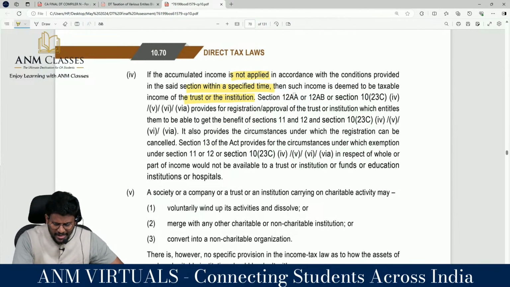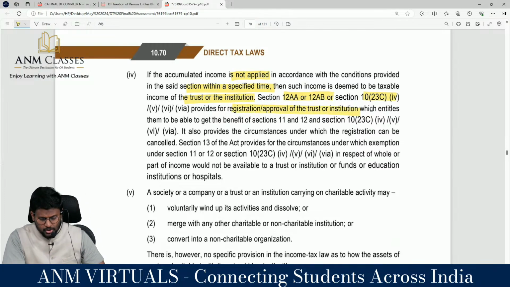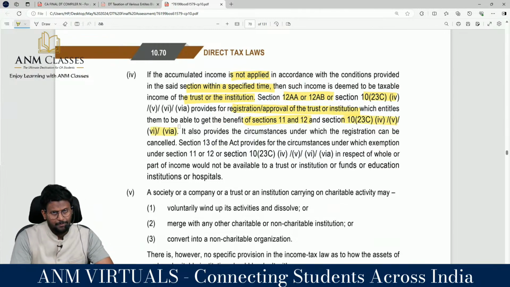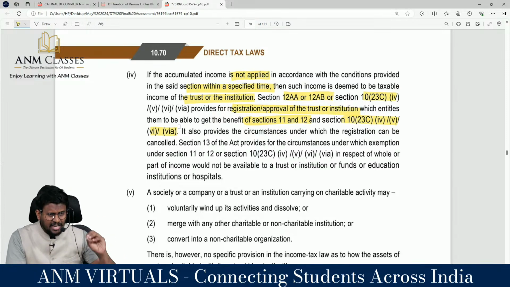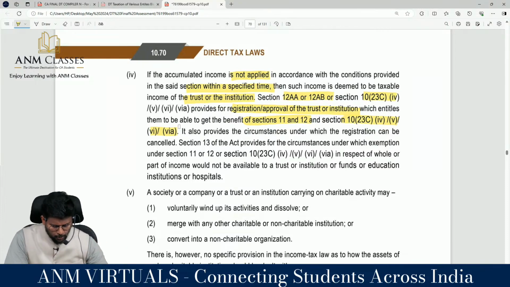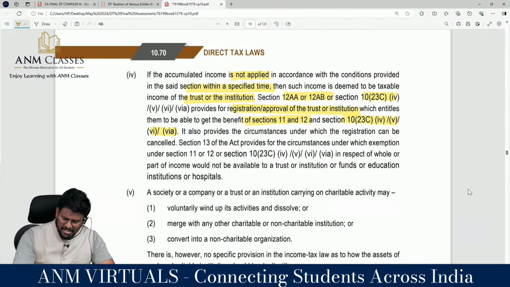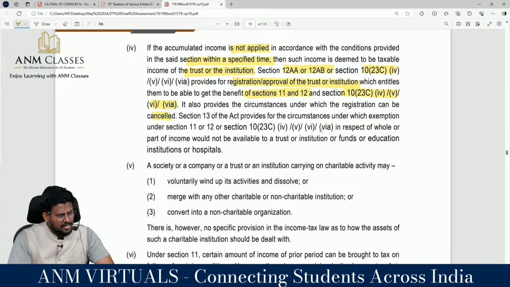That means section 12AA or 12AB or section 10(23C) class 4, class 5, class 6 provide for registration or approval of the trust or institution, which entitles them to get the benefit of 11 and 12 or 10(23C) series organization. So only if they obtain registration can they enjoy exemption under 11 and 12 and the 10(23C) series. It also provides a circumstance where registration can be cancelled. That means we are listing what we have studied so far.